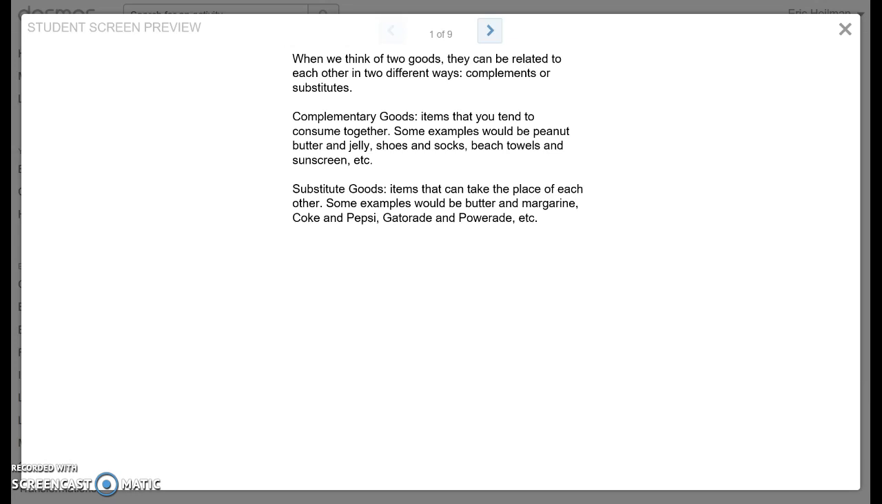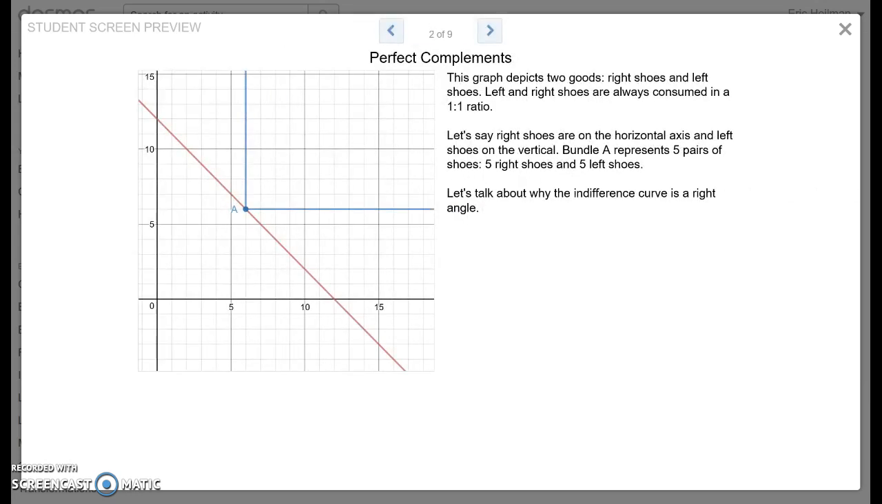Another classic example is gas stations. If there are two gas stations across the street from each other, the gas from those two stations are substitutes for each other. So we're going to look a little bit at what indifference curves look like for goods that are perfect substitutes, perfect complements, and then what it might look like in between those two extremes.